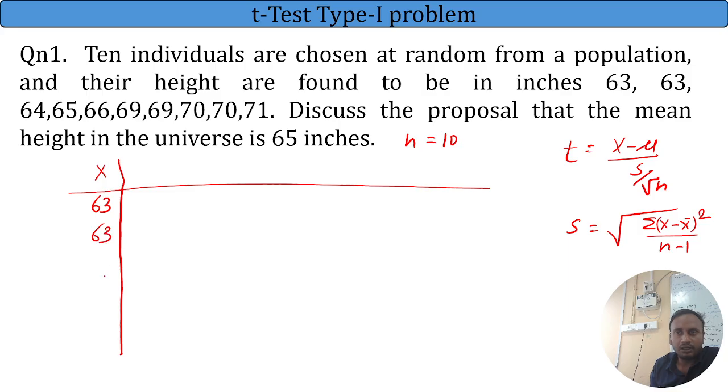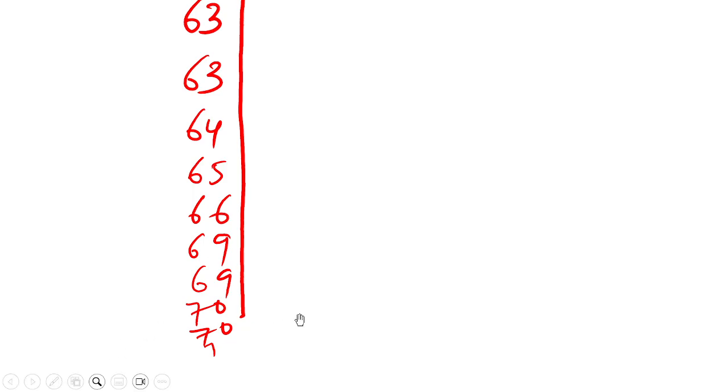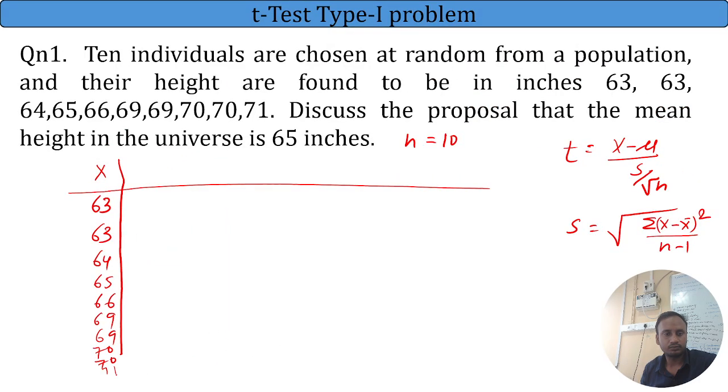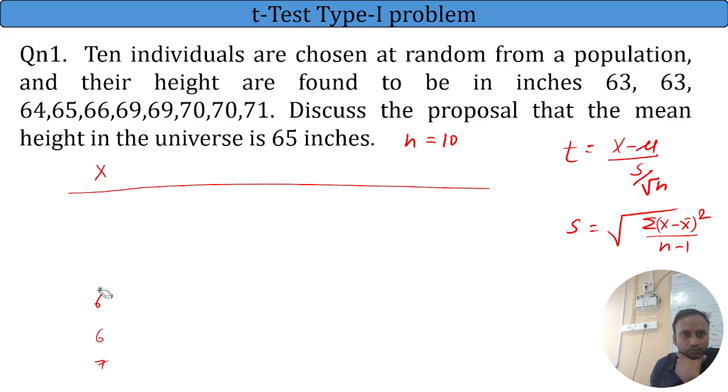63, 63, 64, then 65, 66, 69, 69, 70, 70, 71. Can anyone tell what is the x bar and then s?